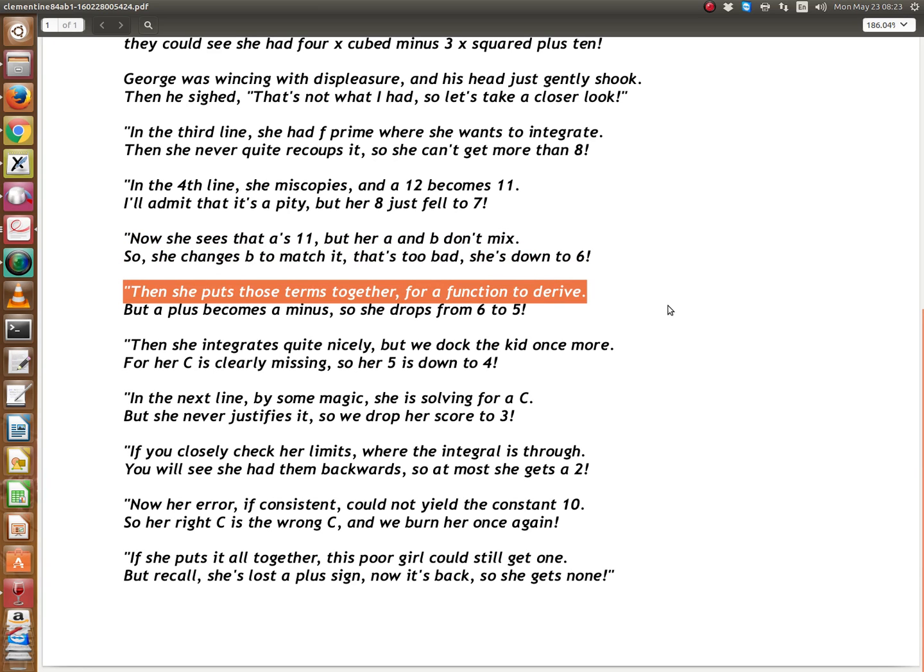Then she puts those terms together for a function to derive, but a plus becomes a minus, so she drops from 6 to 5. Then she integrates quite nicely, but we thought the kid was 4. For her C is clearly missing, and her 5 is down to 4.